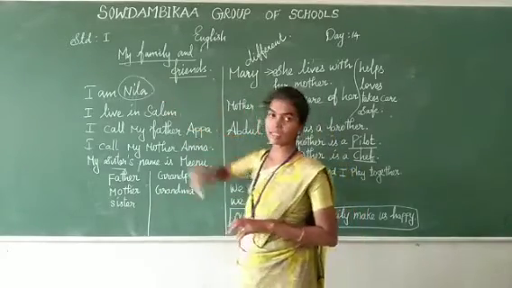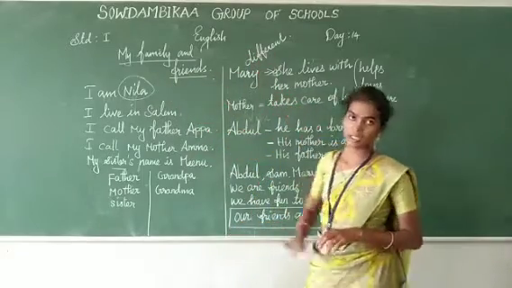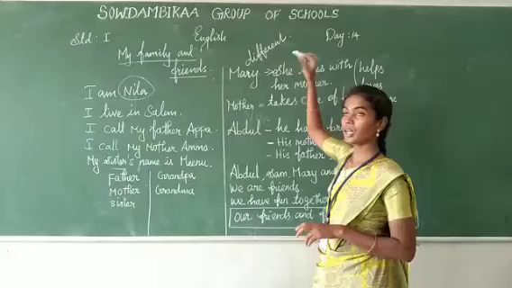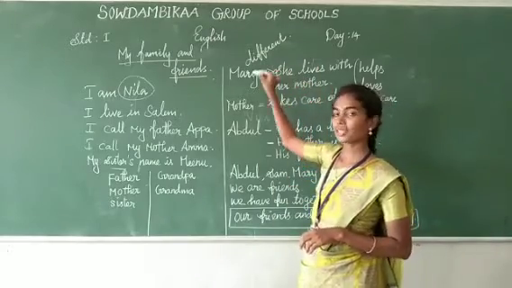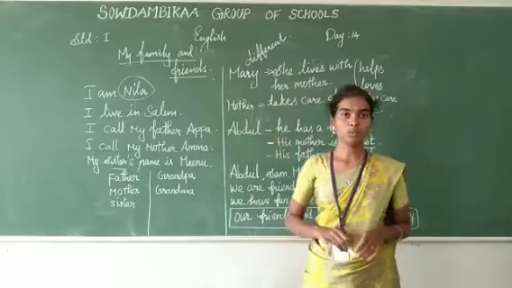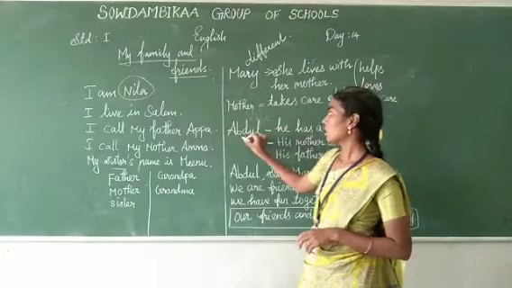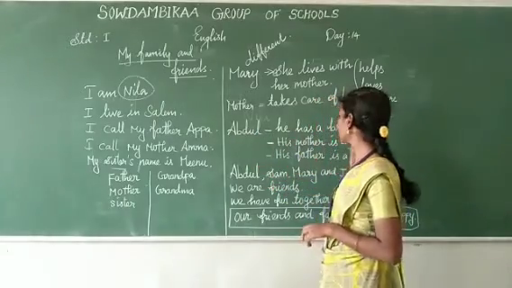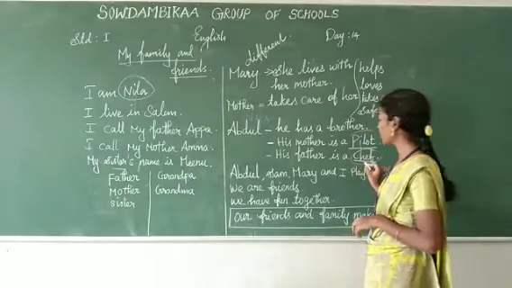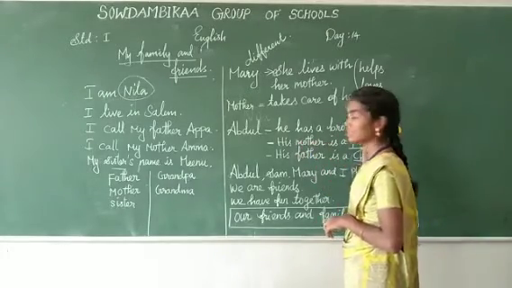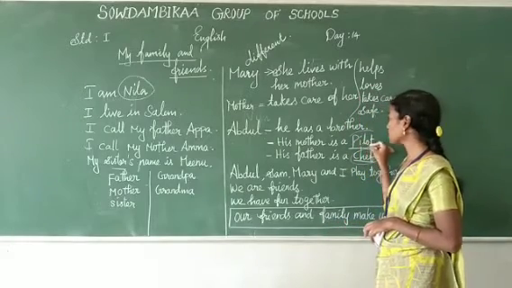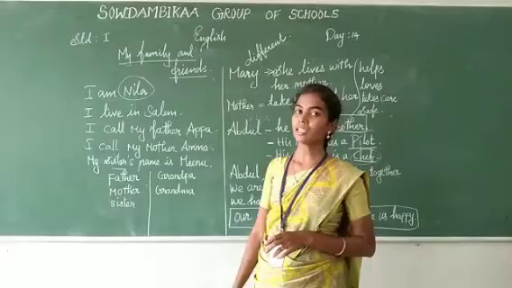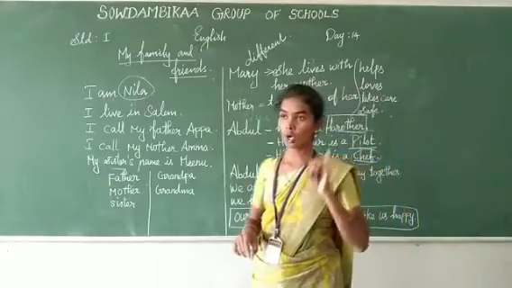Here our main character is Nila. Nila introduced her friend named Mary. What is the spelling of Mary? M-A-R-Y, Mary. And she introduced her mother also. Her mother takes care of her. And Nila introduced Abdul, one of her friends. Abdul's spelling is A-B-D-U-L. His father is a chef, C-H-E-F, chef. And his mother is a pilot, P-I-L-O-T, pilot. And he has a brother, B-R-O-T-H-E-R, brother.